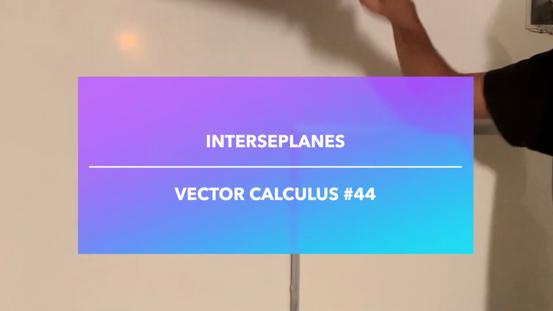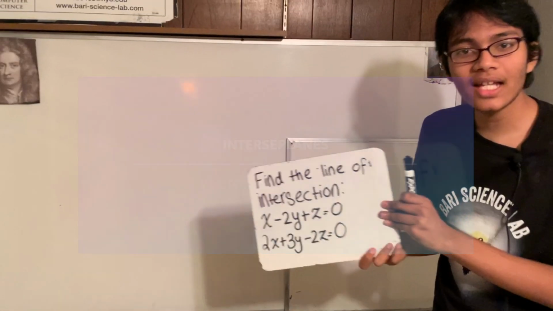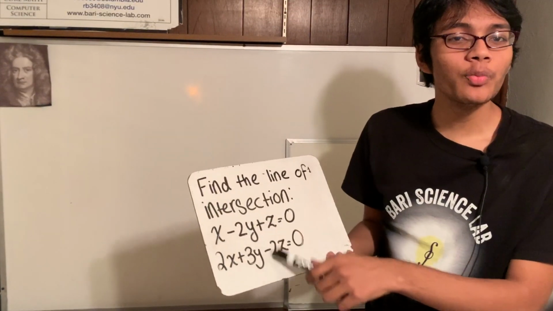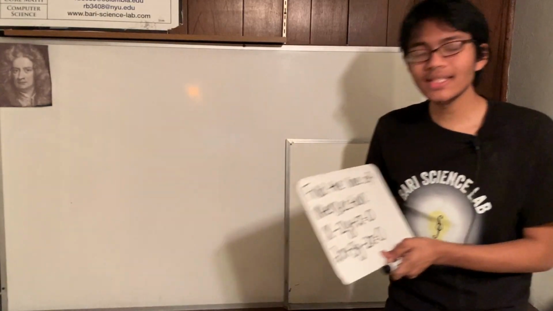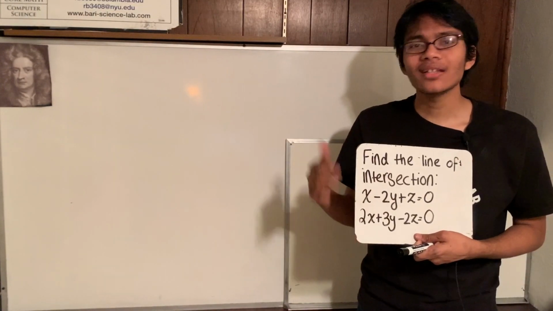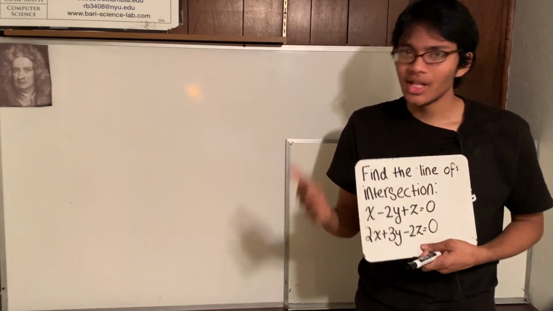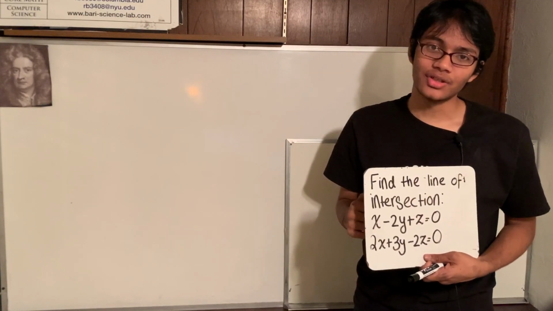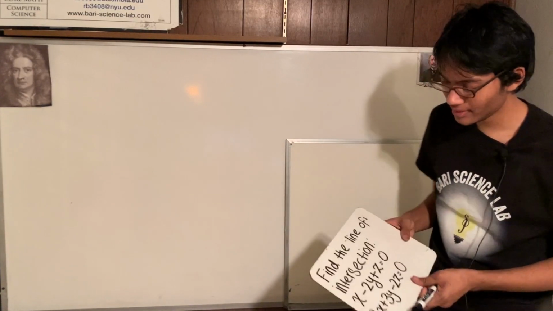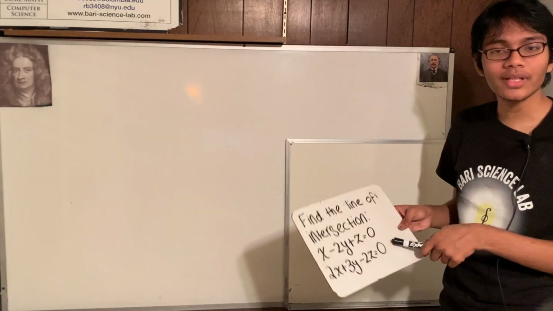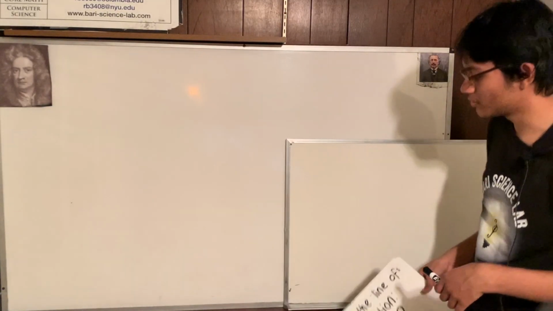Today we're checking out this problem. What's our problem today? Find the line of intersection between two planes. How do I know that these are the equations of planes and not lines or points or vectors? Go ahead and check out the last lecture for a review of that. So, I have two planes and I want to find the line of intersection between them.